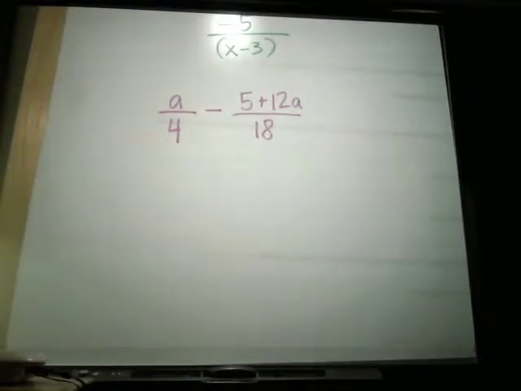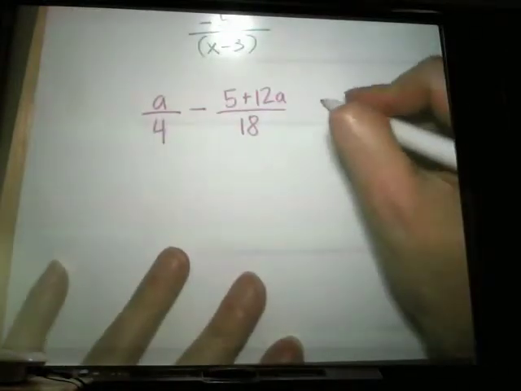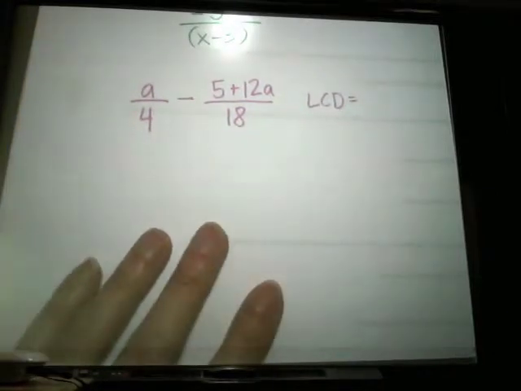Okay? So, remember that in order to do this, we have to also change each fraction into its equivalent fraction with my new common denominator. So first of all, what do you think the LCD should be for 4 and 18?